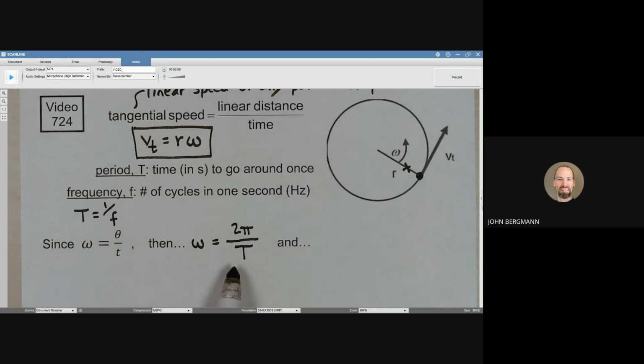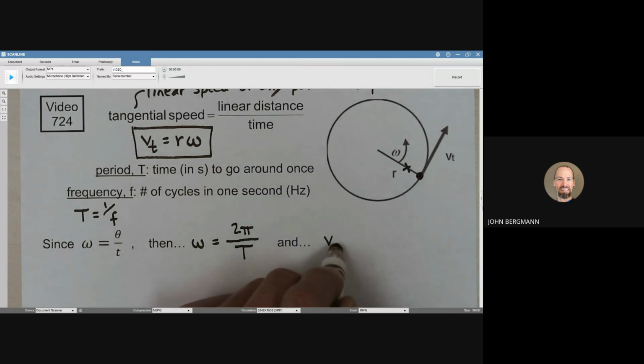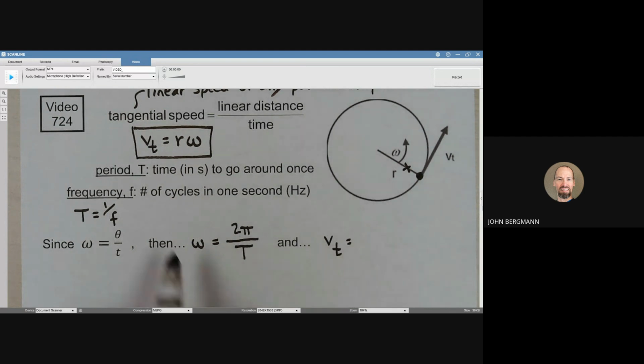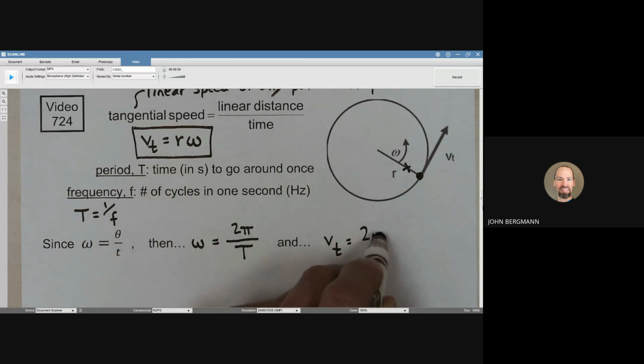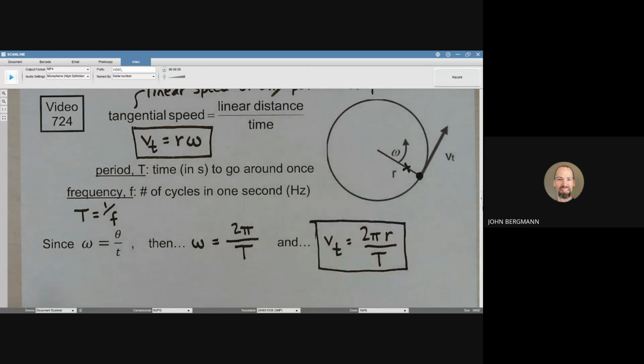And using that equation in conjunction with the one that's boxed in near the top of the page, we can see that the tangential speed is equal to r times omega. Omega is 2 pi divided by T, if we multiply by r. So there is another expression for tangential speed.